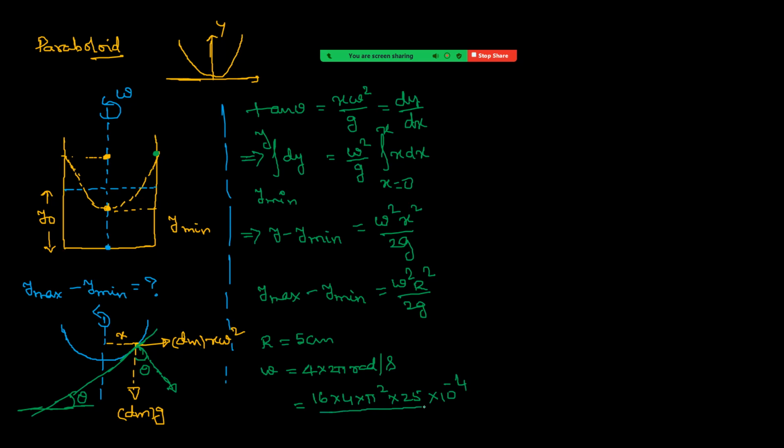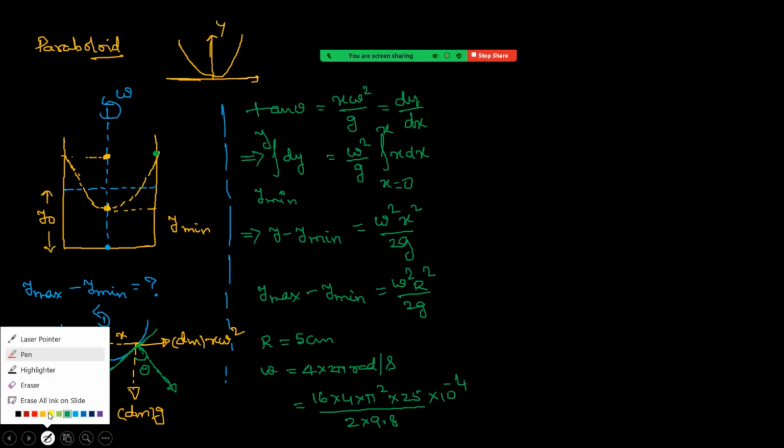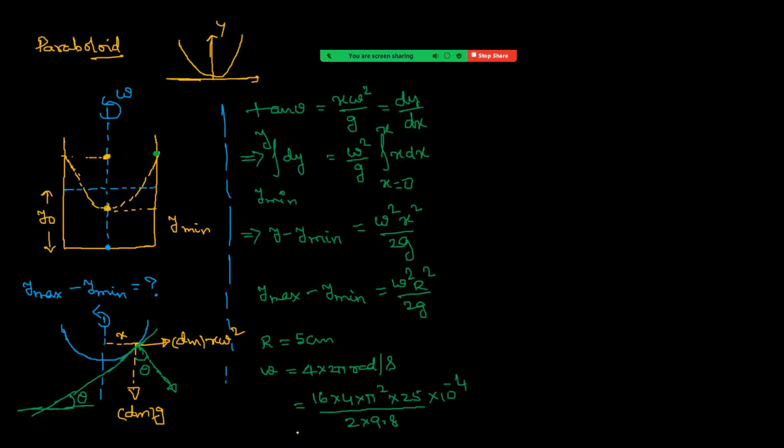Upon 2g. 2g value is 9.8. It is given that we take pi square equal to 9.8, right? So now the calculation becomes easy. Pi square and 9.8 cancel. 2 in 16, 4 times 25 by 100. It is now 4 into 25, so 100 into 4, that is 400. Let me cross check once.